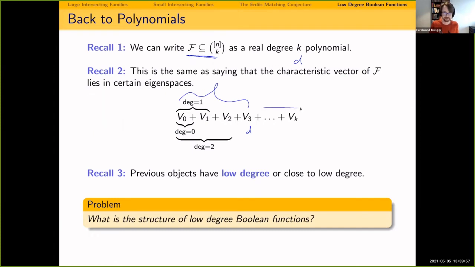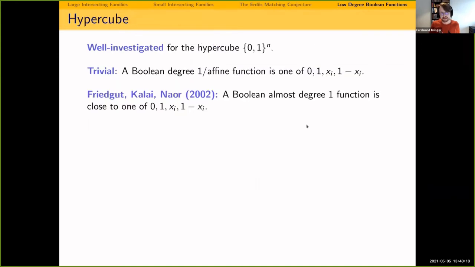That's also something Nathan talked about yesterday. And the same thing happens for the Erdős Matching Conjecture, that all your examples are mostly sitting in these eigenspaces and not in the remaining eigenspaces. And now one can ask in general, what is the structure of these polynomials of low degree? And this has actually been investigated for a long time for the hypercube, because it's interesting for very different reasons.